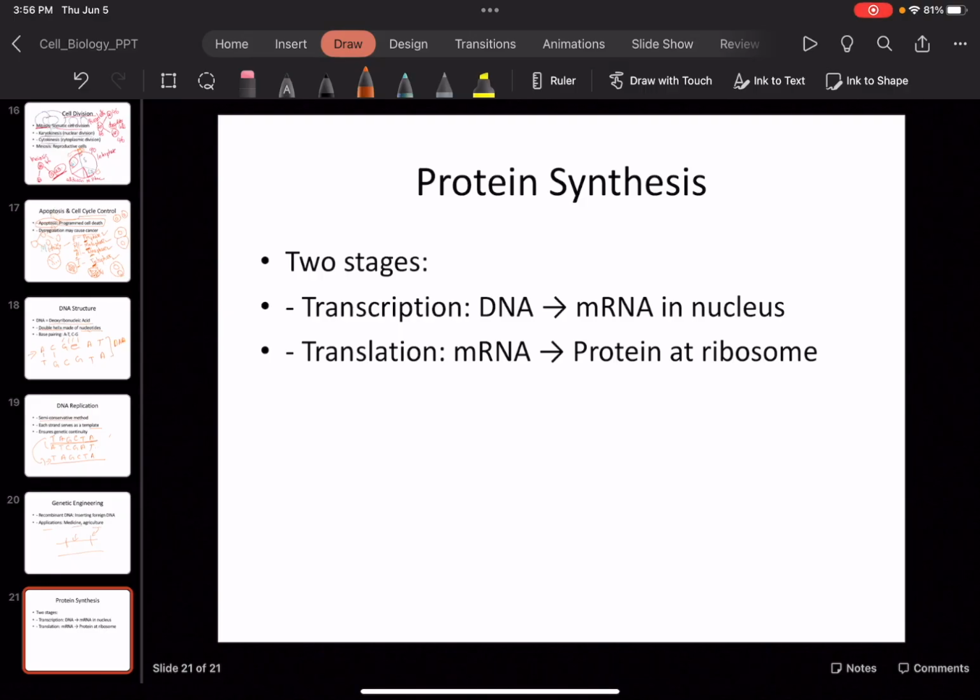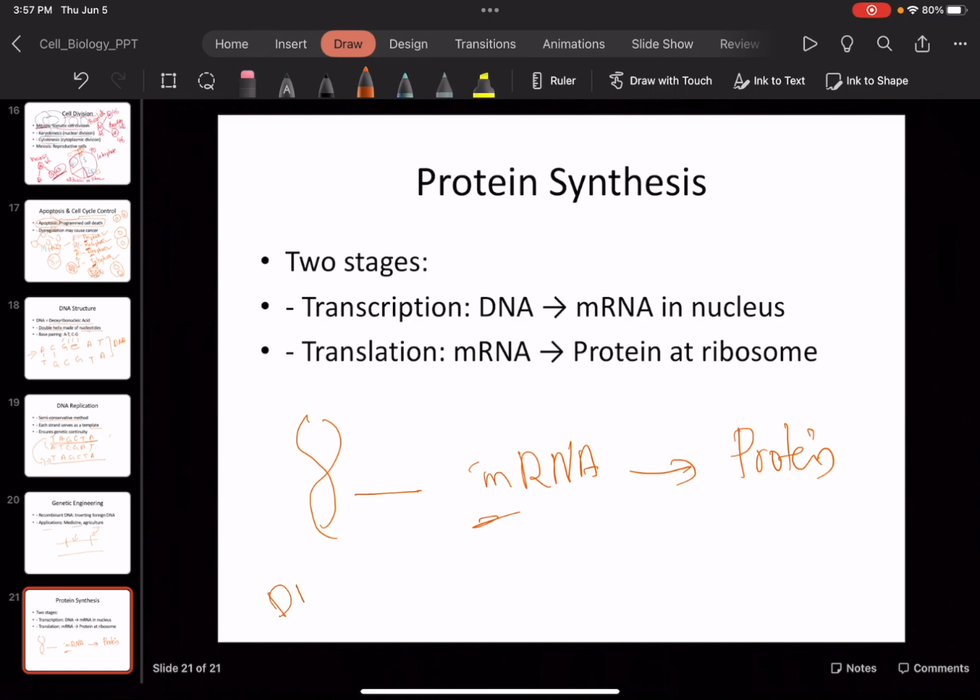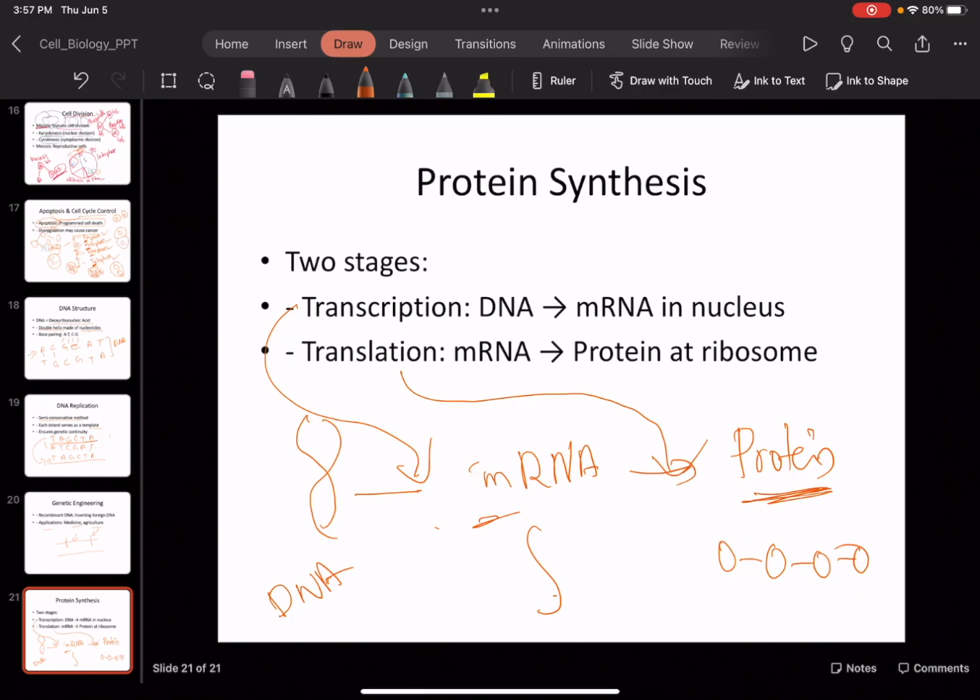Protein synthesis starts from the DNA. DNA to mRNA, messenger RNA, to protein. DNA is double stranded, we know that. Single stranded RNA is like this. From here to here, DNA to RNA, is called transcription. Then mRNA to protein at the ribosomes. Where is the protein forming? On the ribosomes. So this is the process, DNA to RNA to protein, which is transcription and translation, the central dogma of biology.